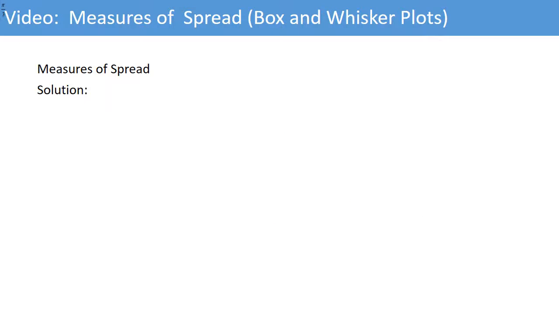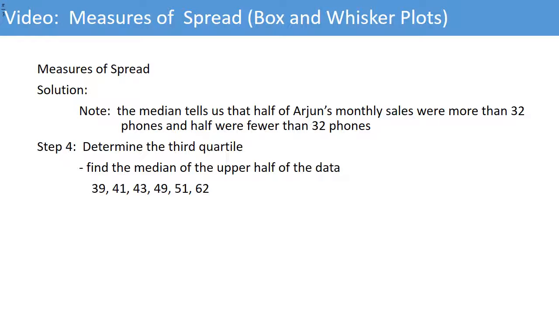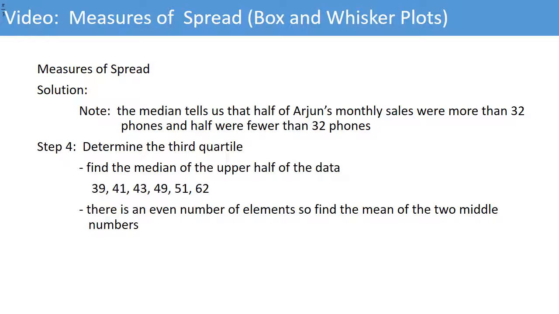Now, determine the third quartile. Find the median of the upper half of the data. You have 6 elements, so you need to find the mean of the two middle numbers, 43 and 49. The median then would be 43 plus 49 divided by 2, which is 46.